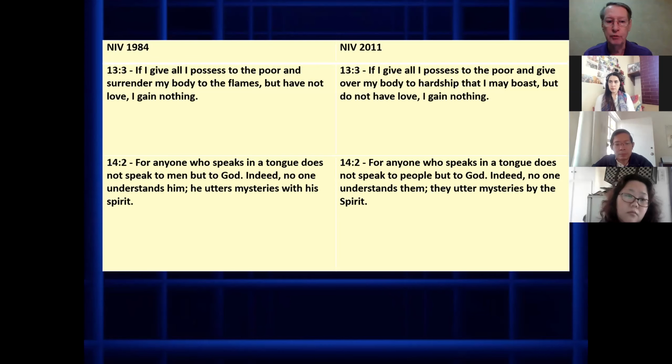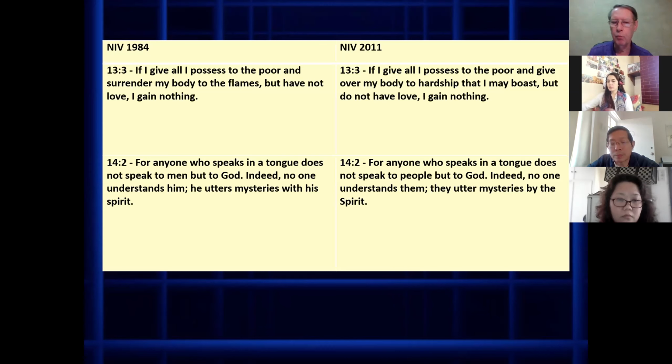In 14:2 of 1 Corinthians, this will give the difference in the gender neutral. For anyone who speaks in a tongue does not speak to men, but to God. Indeed, no one understands him. He utters mysteries with his spirit. And then in 14:2, for anyone who speaks in a tongue does not speak to people, but to God. Indeed, no one understands them. They utter mysteries by the spirit.